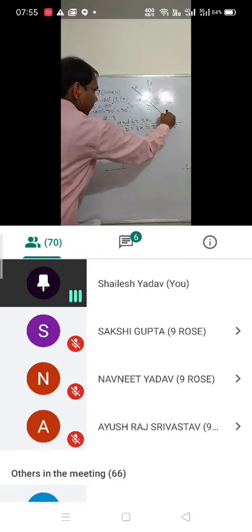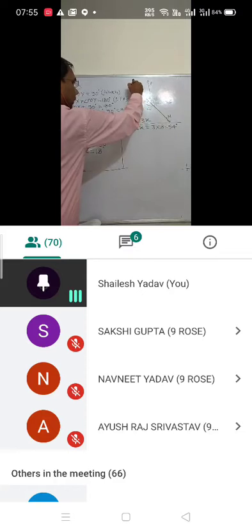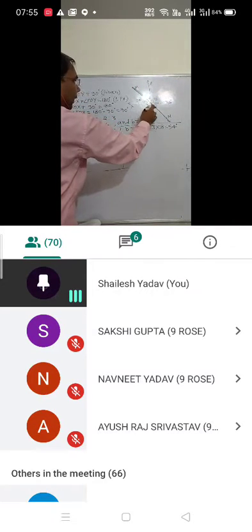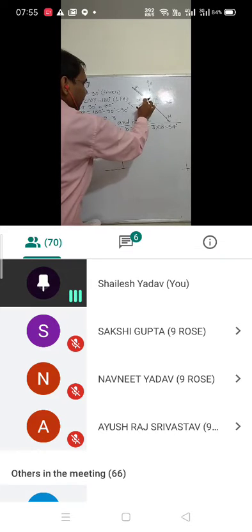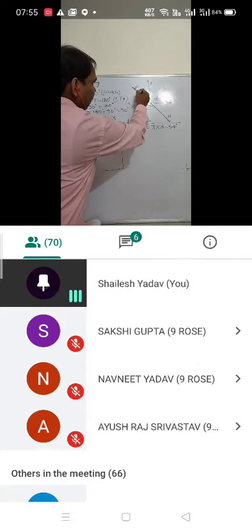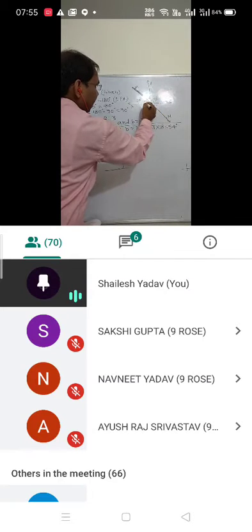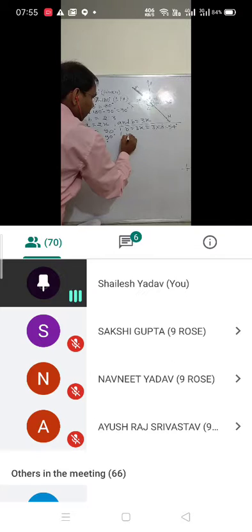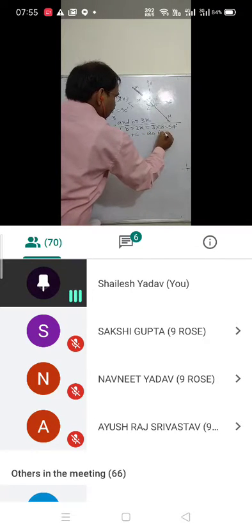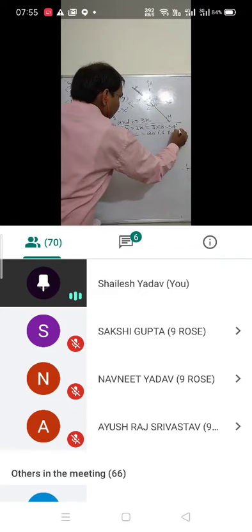MON is a straight line, and these angles are on a straight line, so it will be 180 degrees. So angle B plus angle C equals 180 degrees. This is a linear pair of angles. This angle is angle B and here it is angle C. So you will write B plus C equals 180 degrees, linear pair of angles.